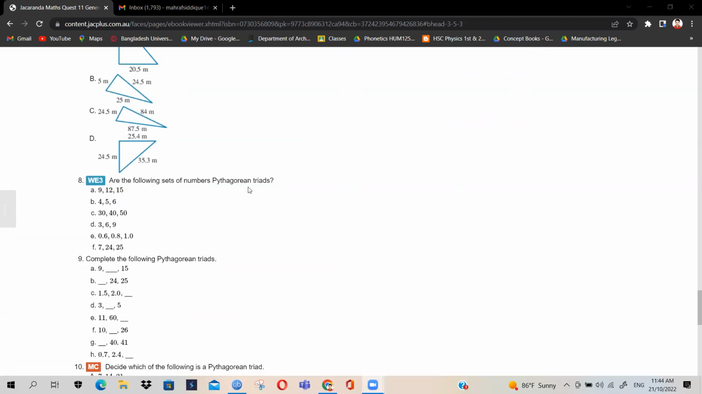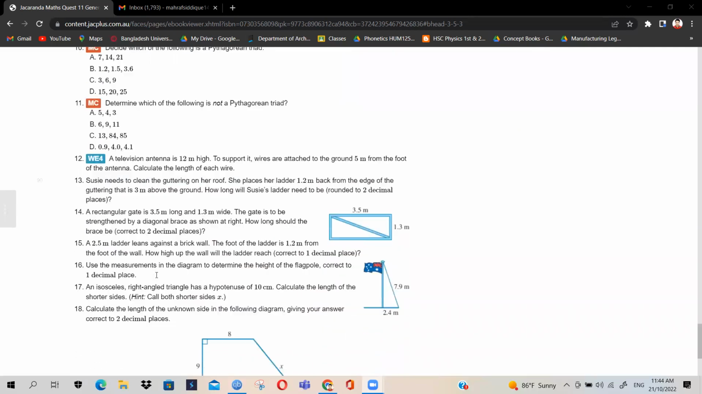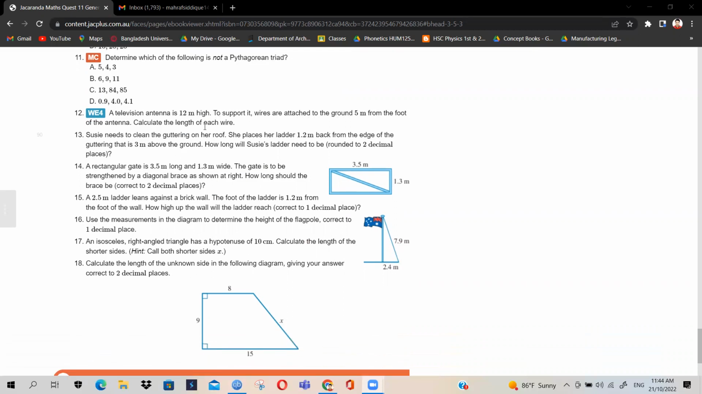Are the following sets of numbers Pythagorean triads? You can check them. And let's see: a television antenna is 12 meters high, supported by wires attached to the ground 5 meters from the base. So it will be 13 meters.